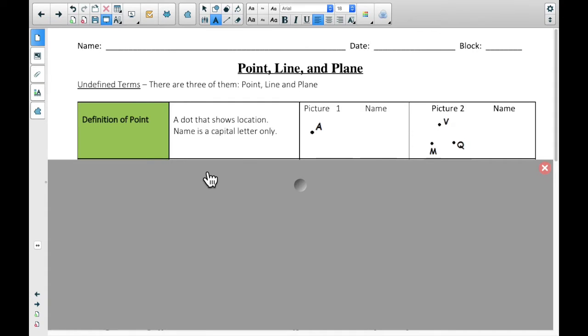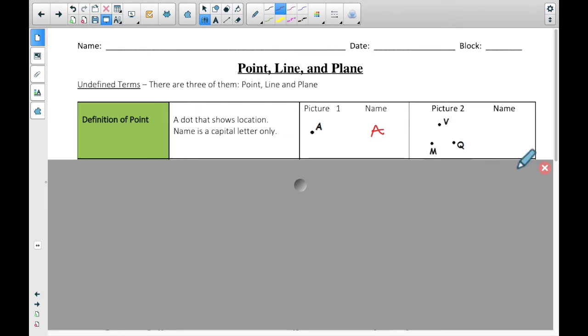So a point is a dot that shows a location, and when we name it, we use a capital letter only. First of all, it is a dot that shows there's a location, but the point itself does not have any size to it. It's infinitely small. But when we draw it in geometry, we draw a dot and we call it with a capital letter. And so when I name this, I'm just going to say point A. And when I name it point A, I'm going to use a capital letter. And that's what I do.